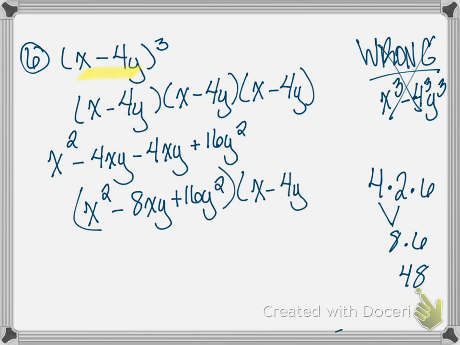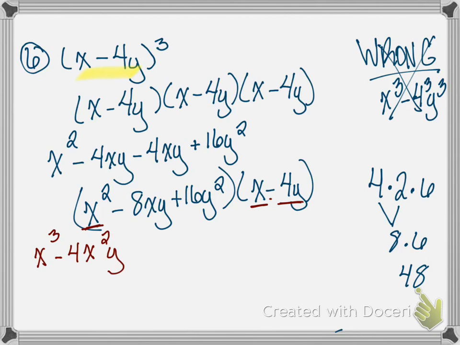And what we're going to do, and I'm probably going to do this in different colors. So my first thing that I'm going to do is I am going to take this x squared and I'm going to multiply it times x and negative 4y. So I have x squared times x, so that's going to be x to the third. And then I have x squared times negative 4y. So that's going to be minus 4x squared y.